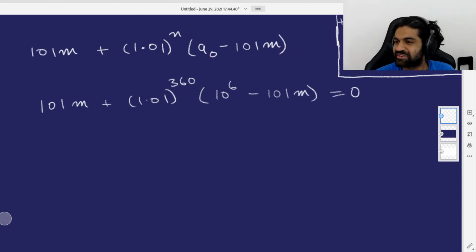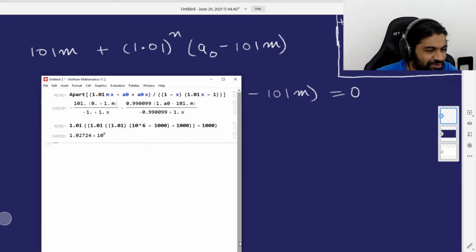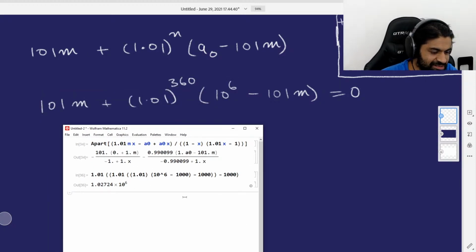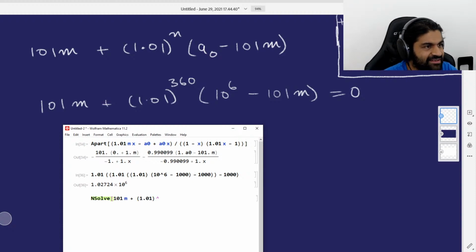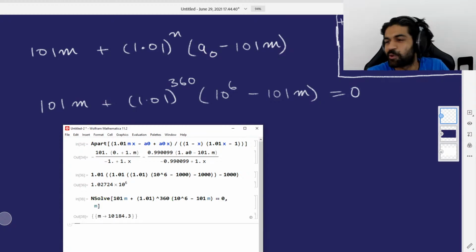And this is just a linear equation. I mean, I'll solve it for you right now. I'll just ask the computer to solve it. I'll do NSolve: 101m plus 1.01 to the 360 times 10 to the 6 minus 101m equals 0. Please solve for m, and m is 10,184.